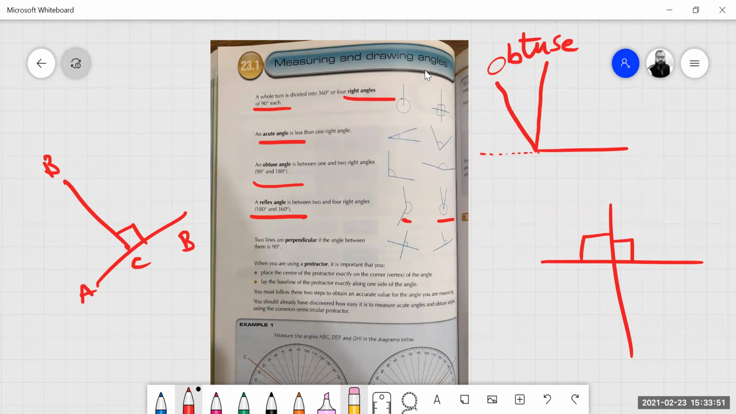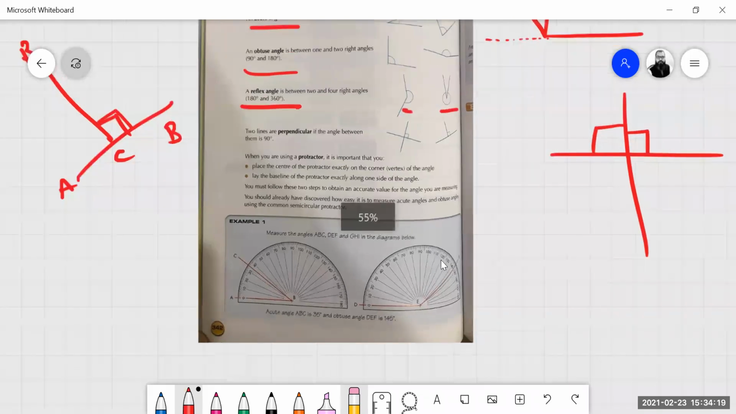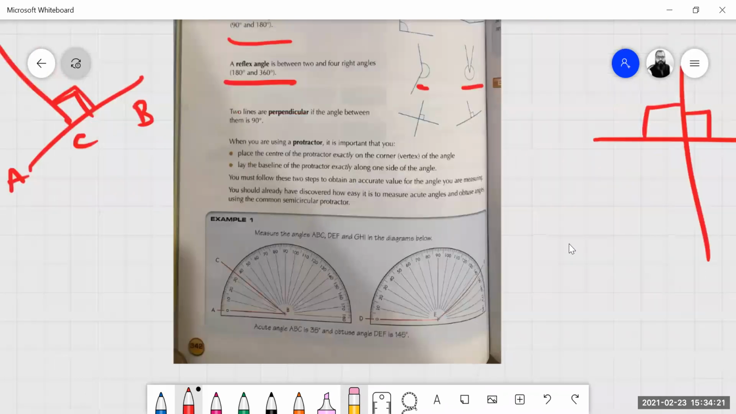It creates 90 degrees. Two lines are perpendicular if the angle between them is 90 degrees, right? If the angle is 90, you can say that these are perpendicular. Clear? Okay, now the next one.